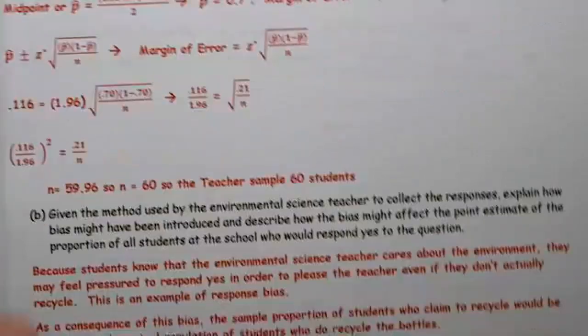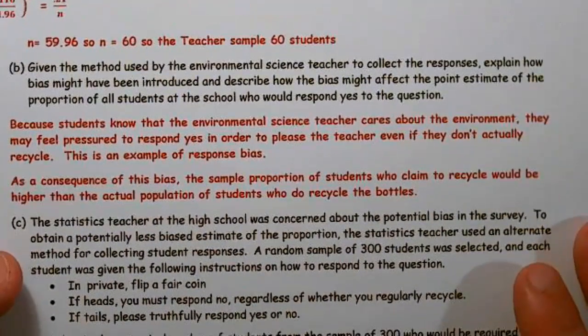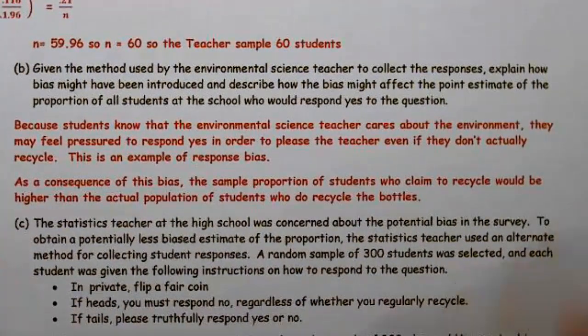Now, the next part of this is just to spiral back some information, trying to bring back some stuff that we may have forgotten. So given the method used by the environmental science teacher to collect responses, explain how bias may have been introduced and describe how the bias might affect the point estimate. So not only do we have to say how it was introduced, we also have to say how it's going to affect the point estimate. How is it going to affect p hat?